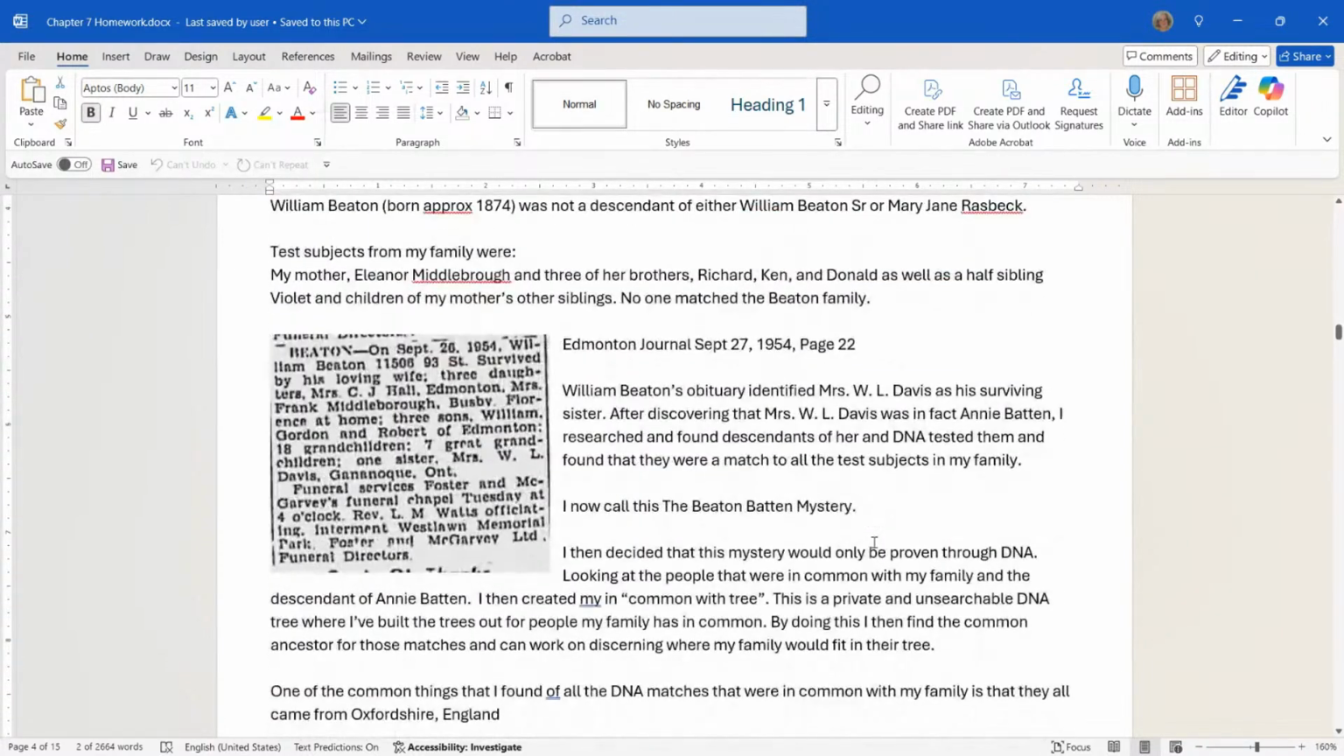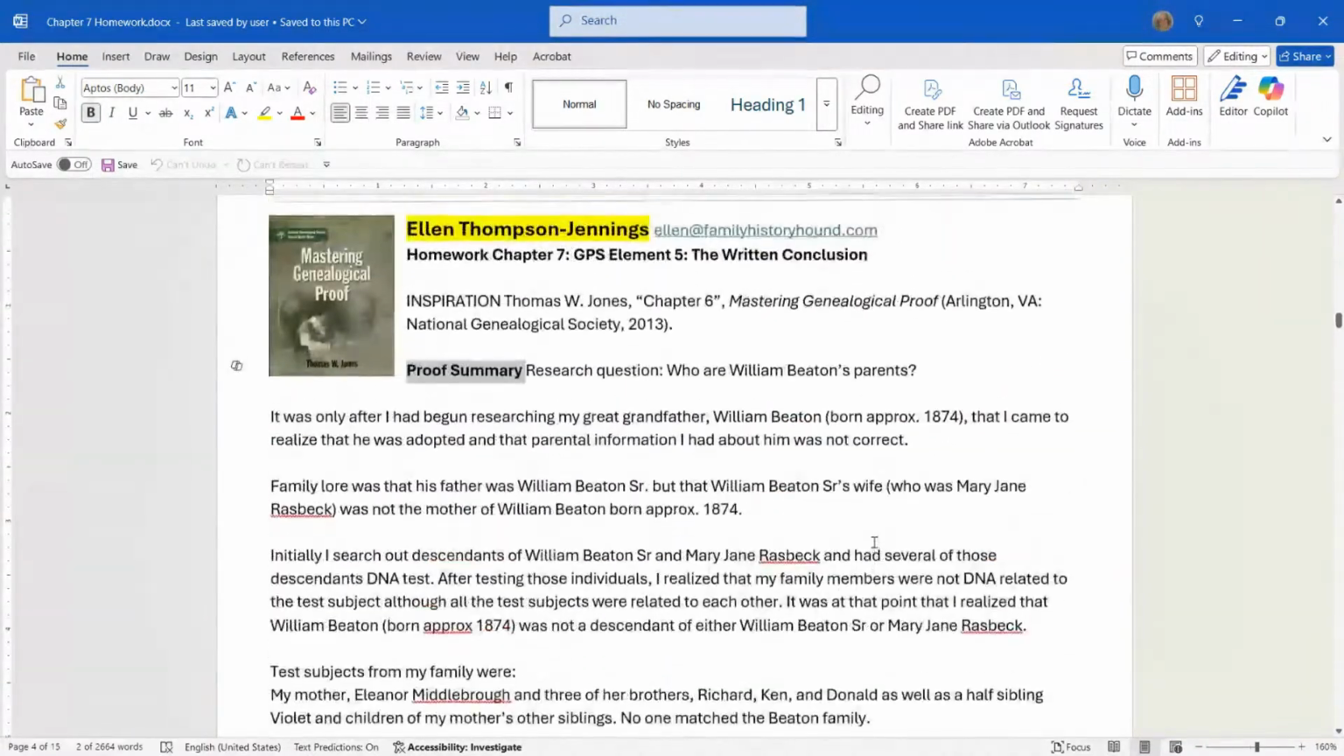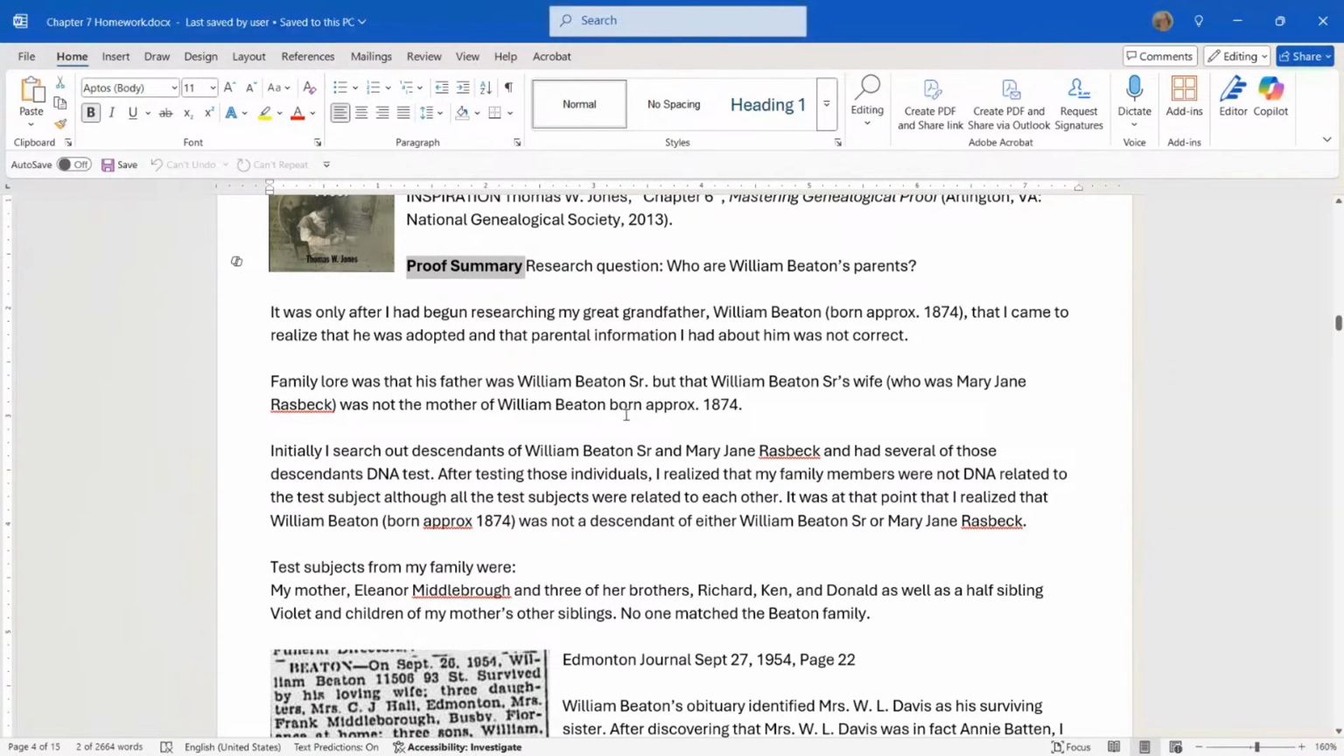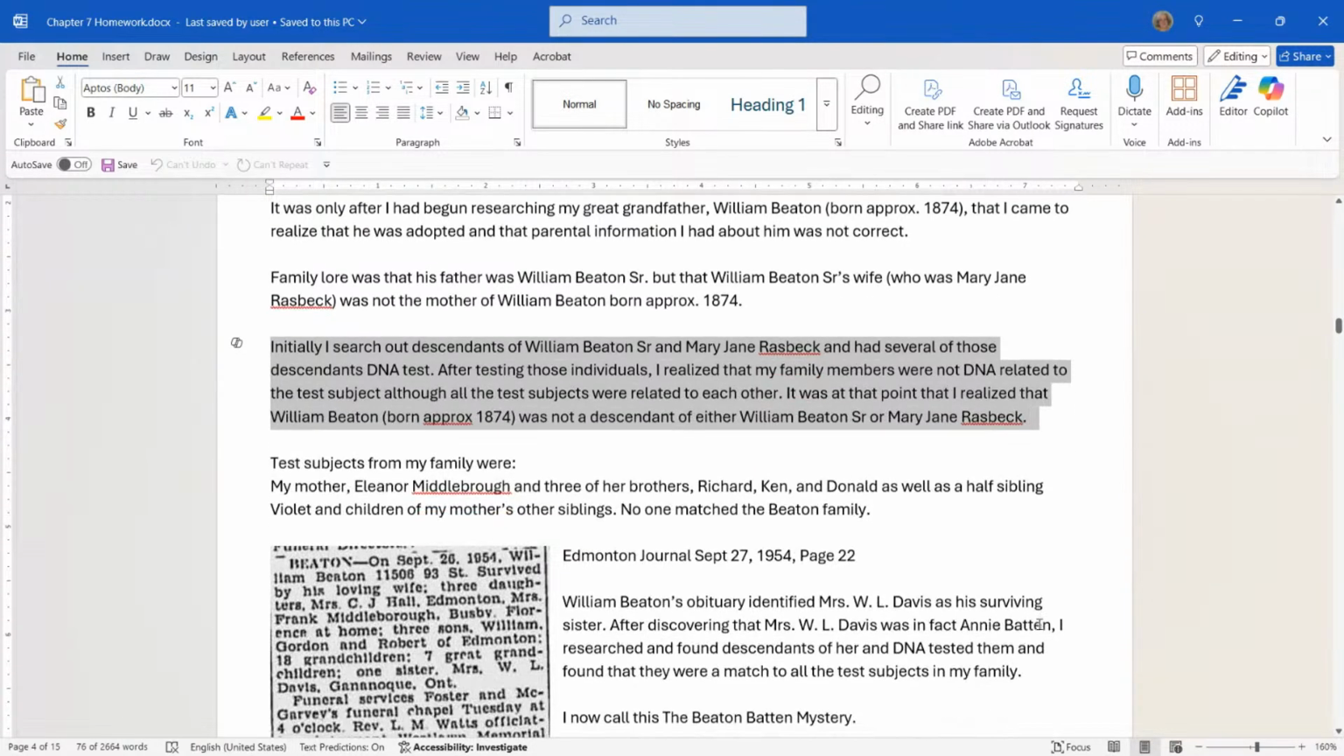Initially, when I first started, my family lore was that William was raised by his father, but that the lady that was William Beaton Sr.'s wife was not his mother. So I DNA tested people that were descendants of William Beaton Sr. and Mary Jane Rasbach, and I tested several people, and that's how I discovered that no, I was the odd person out. We were not Beatons.